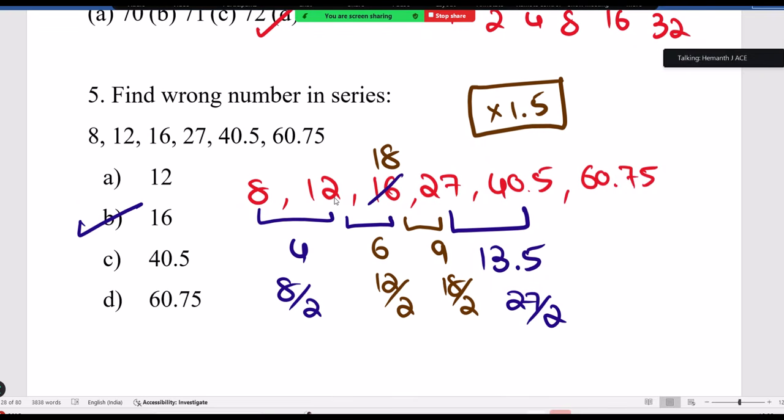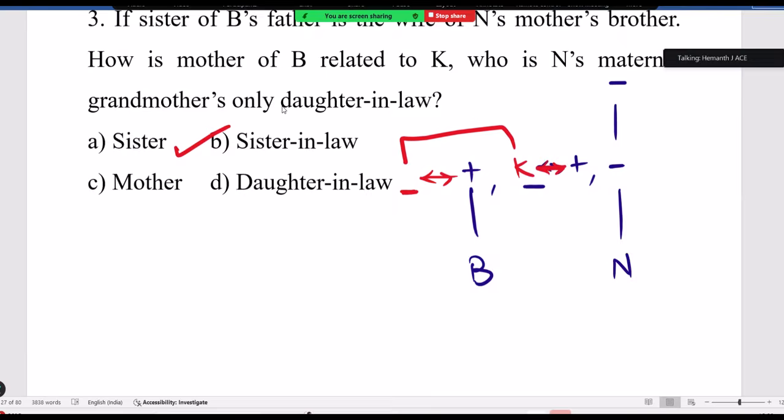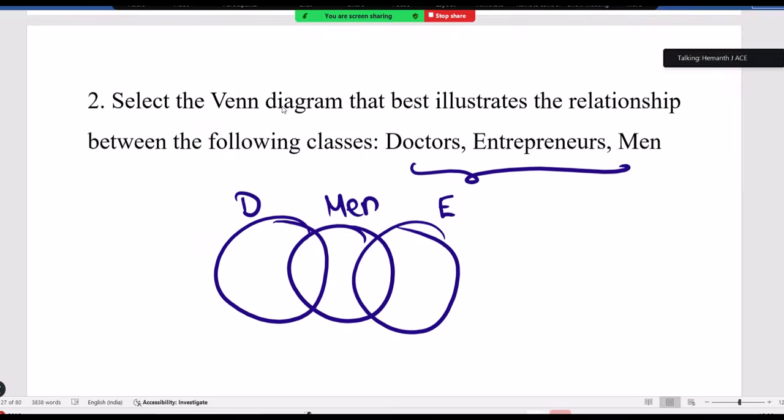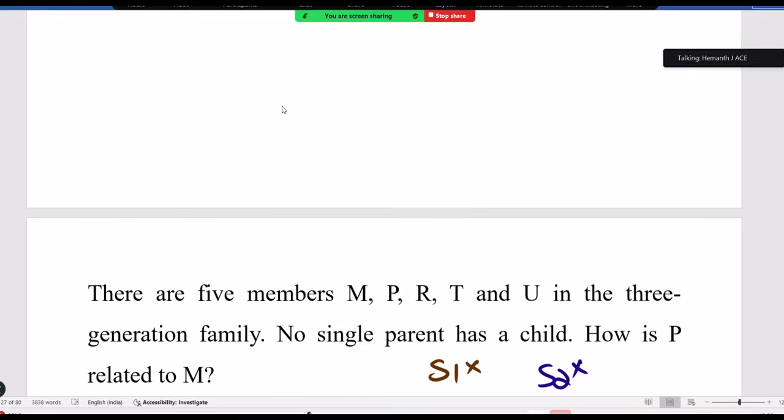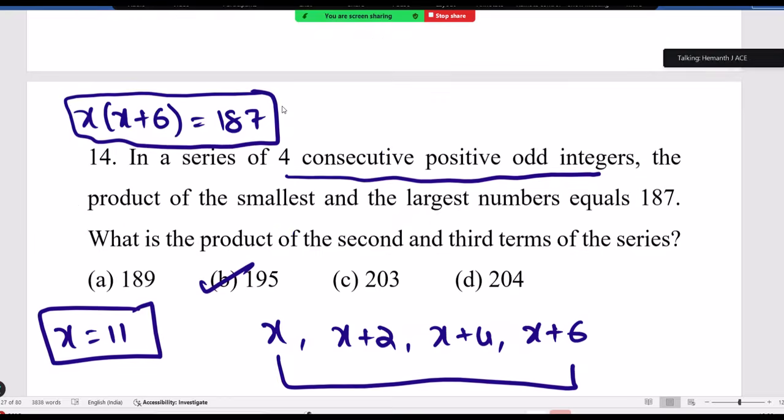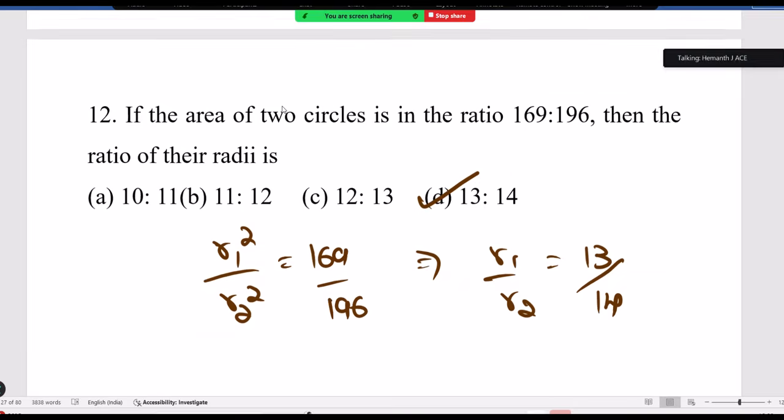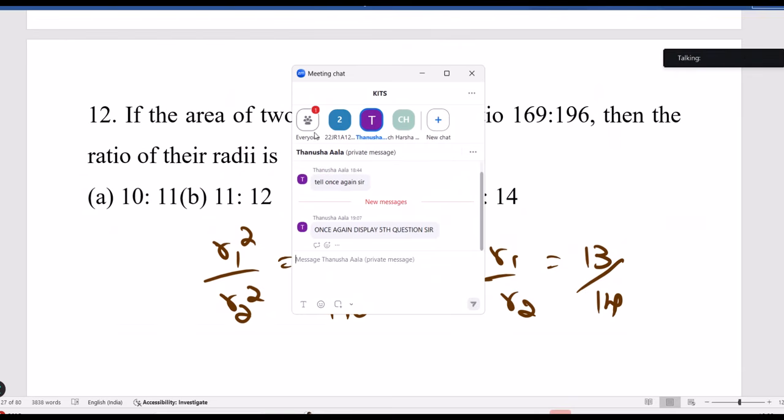Once again, display the fifth question. Yeah, this is the fifth question. It's available already. Somebody asked to display the 12th question a while back. I'll just show you and go back to the current discussion. What about the 12th one? Is there anything tricky? No, it's very basic. Area of circle.